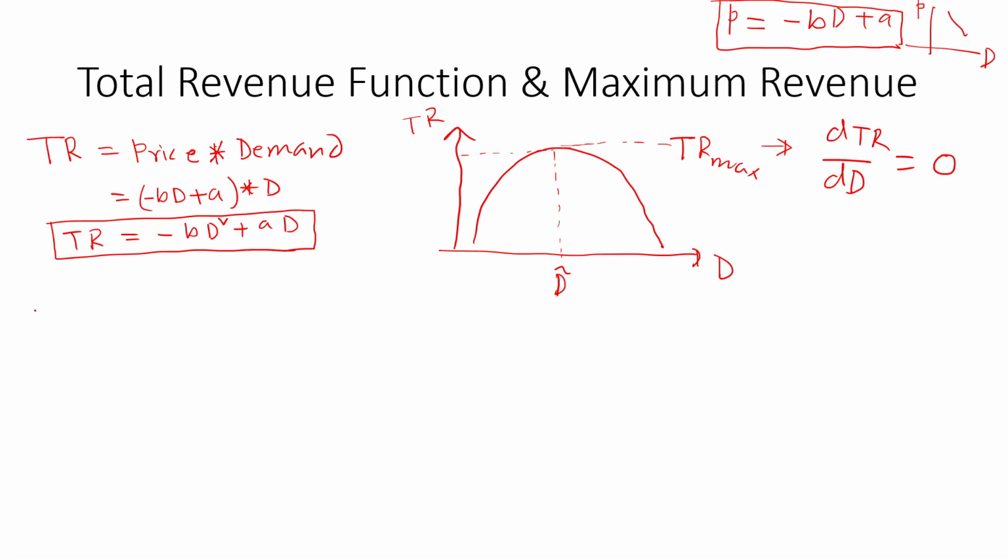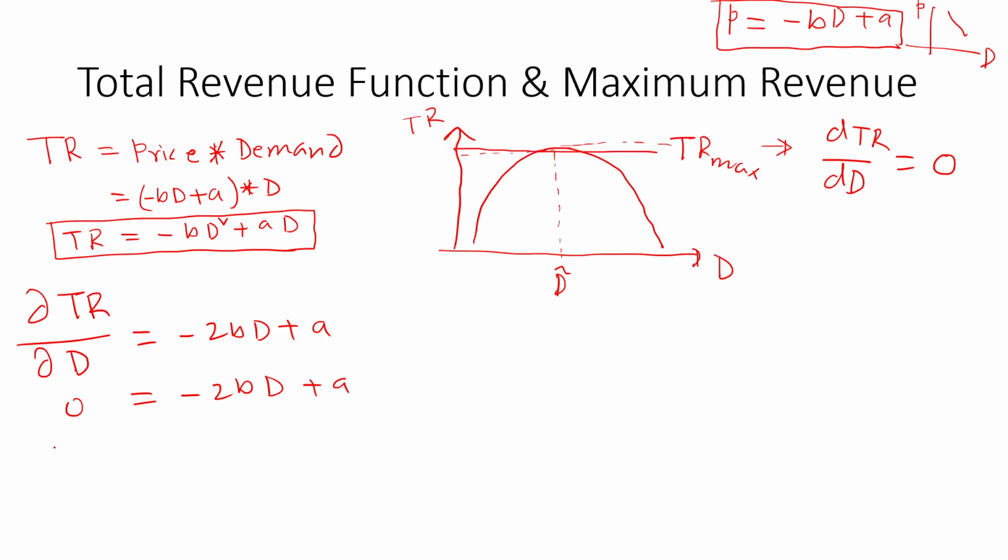So let's do that. We differentiate the total revenue with respect to the demand. Then we find minus 2BD plus A, and then we set that to 0 to find that zero slope line, parallel to the x-axis. As you can see here, this is where the max occurs. Then solve for D here. So D is A by 2B, that's the demand for which you find the maximum total revenue.